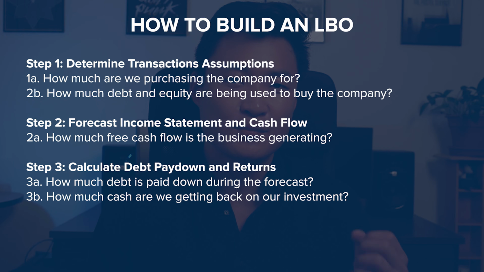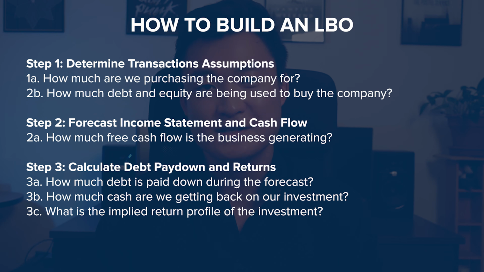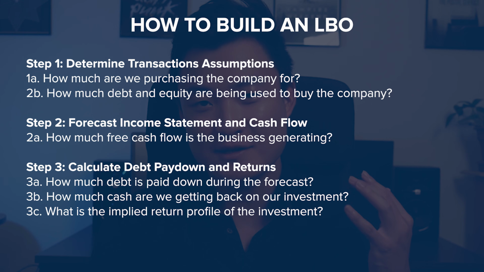We want to look at the end of the investment period after we have held the business, how much cash we're getting back. And finally, we're going to take these numbers, put them into a clever formula called the rule of 72, and use that in order to determine the return profile of the investment. So I hope you followed up to this point because we are about to dive into an example question.